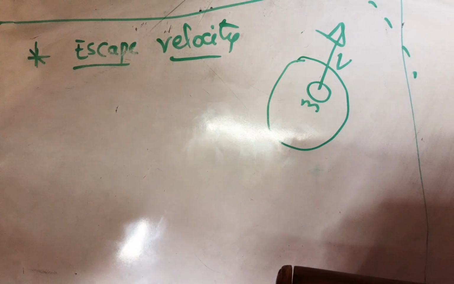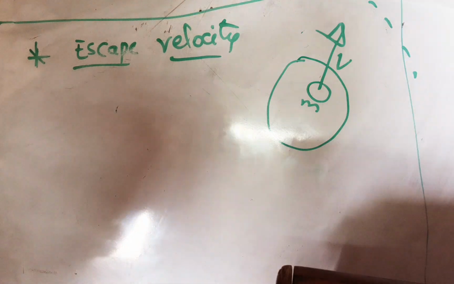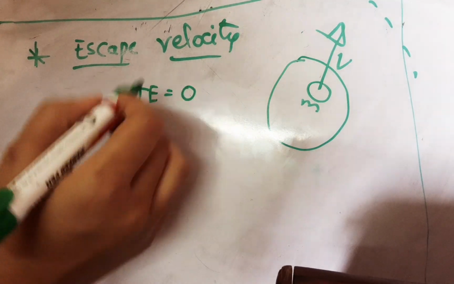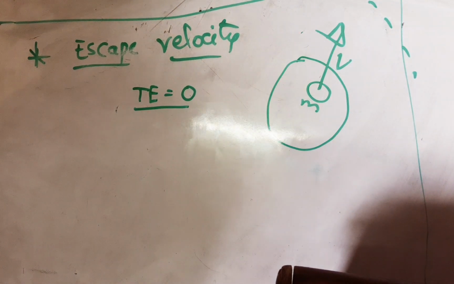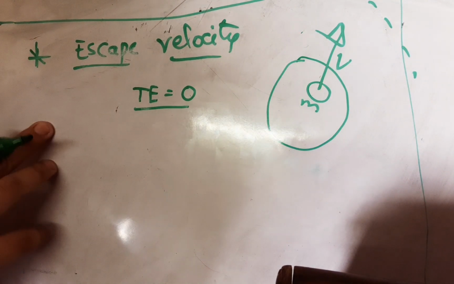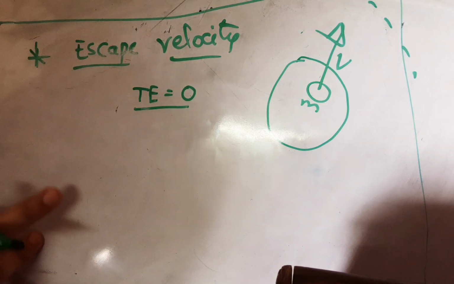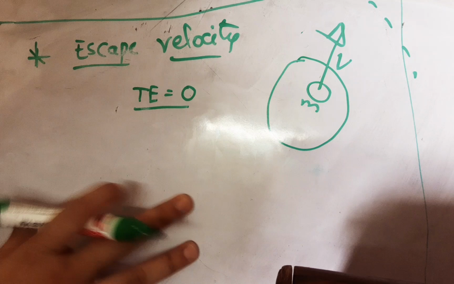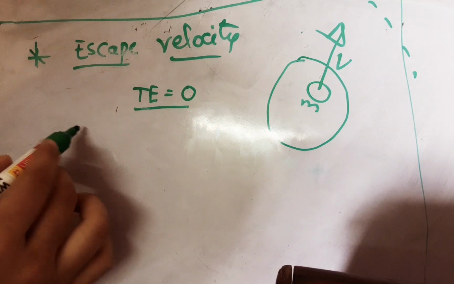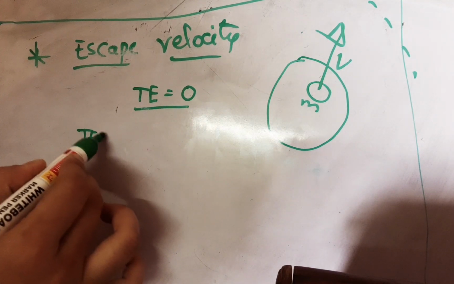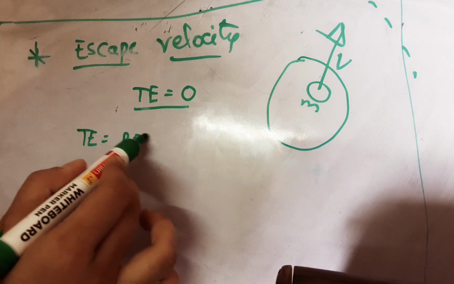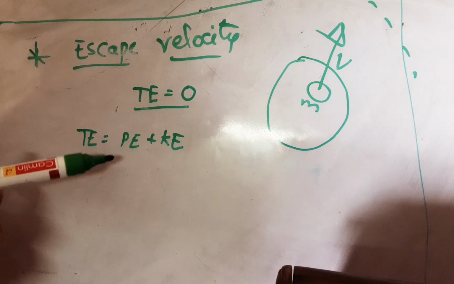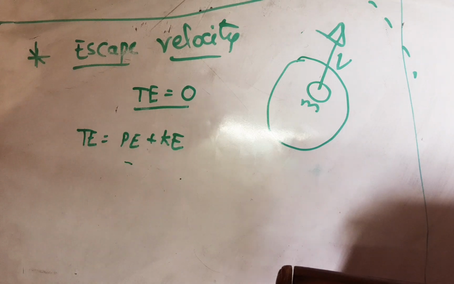There is a small concept for escape velocity: your total energy should be zero when you want to find the escape velocity. So for escape velocity, the total energy of the body should be zero. How do we write total energy? Total energy is equal to potential energy plus kinetic energy.